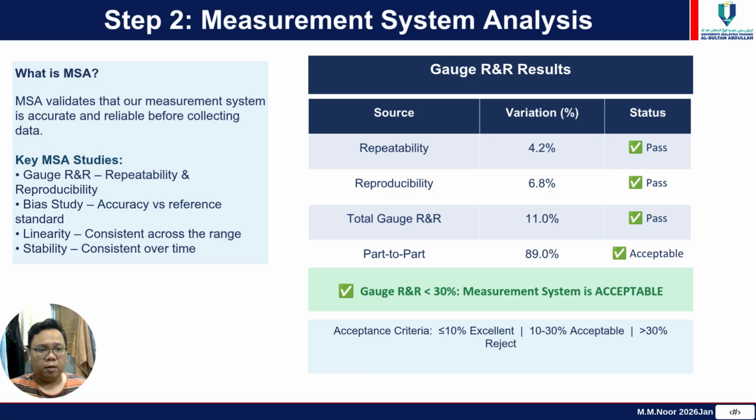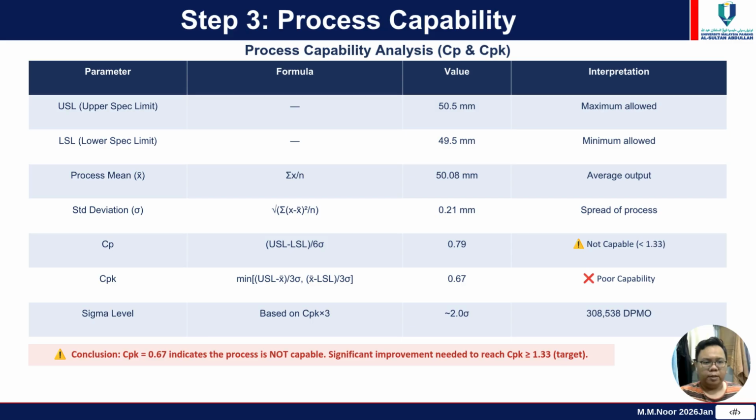Before analyzing data, we must verify that our measurement system is reliable. Gauge R&R was conducted to evaluate repeatability and reproducibility. The total gauge R&R value was 11%, which falls within the acceptable range, confirming that the measurement system is suitable for analysis. Process capability was evaluated using Cp and Cpk.